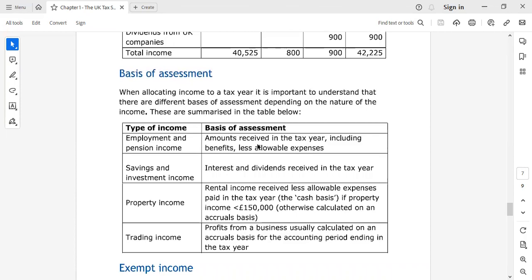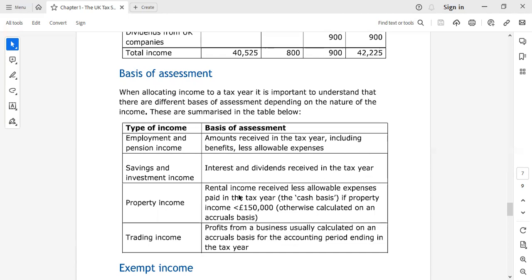Basis of assessment. When allocating income to a tax year, it is important to understand that there are different bases of assessment depending on the nature of the income. These are summarized in the table below. Type of income and basis of assessment: employment and pension income. The basis of assessment is amounts received in the tax year, including benefits, less allowable expenses. Savings and investment income: interest and dividends received in the tax year.